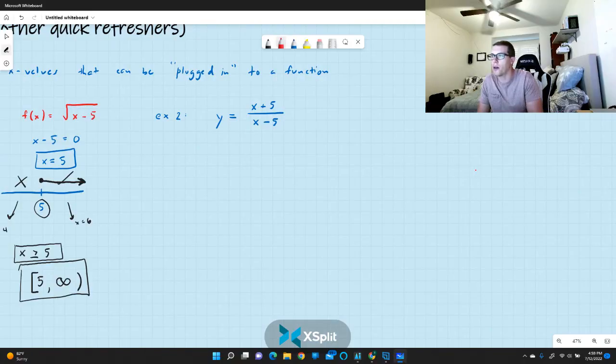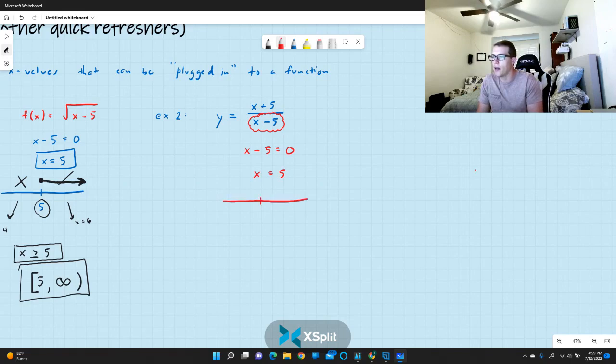But how do we deal with a rational function? Well, if you remember from our days in accelerated integrated 3 or pre-calc, or even calc AB, it's when the denominator equals 0 that you have issues, because you cannot divide by 0. So in this case, if you want to find the trouble spot, you can set the denominator equal to 0, and 5 appears to be the issue again.